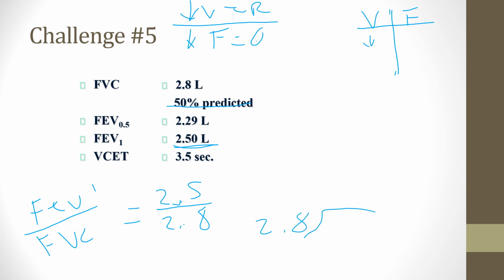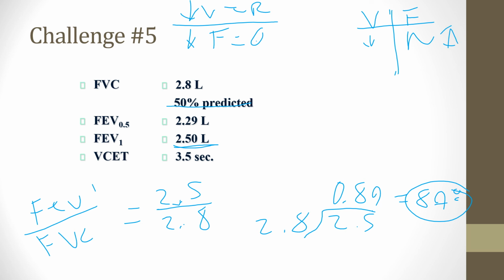2.8 goes into 2.5 0.89, so that would be 89% when we just multiply it by 100. So our flow rate is actually normal. And in fact, in some cases, right, normal FEV1% is 75 to 85%. So this is actually an increased flow rate over here.